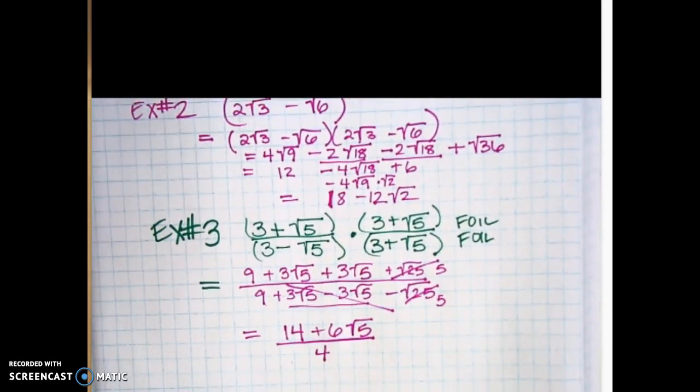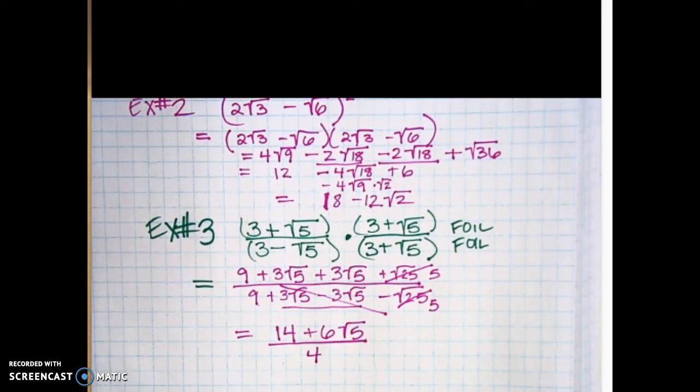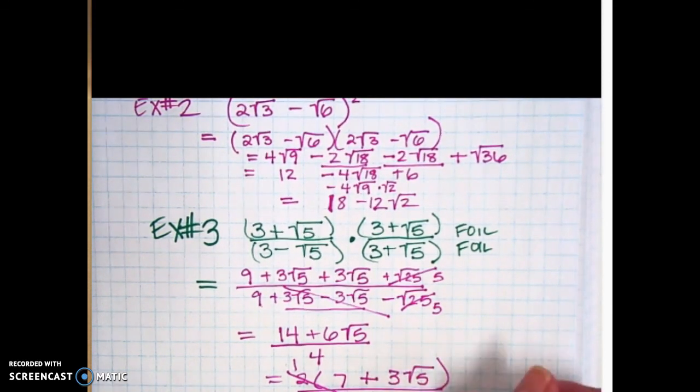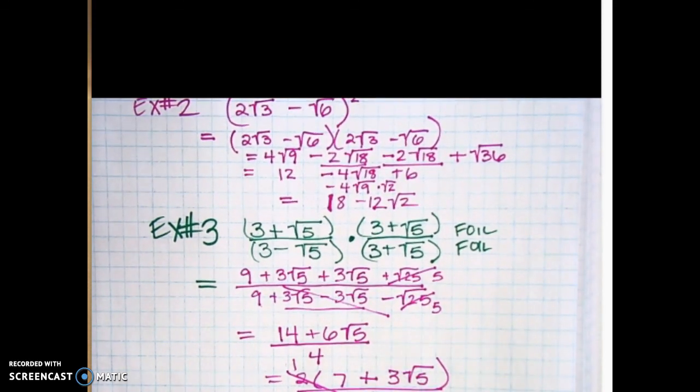We are really close to being done, and most of the time you would be done at this point. But what do you notice? These are all even, right? So I'm going to factor out a 2 up here, and that gets me 7 plus 3 rad 5 over 4. So the 2 and the 4 can reduce to what? 1/2. So this is 7 plus 3 rad 5 over 2. All right. Any questions on example 3 there?